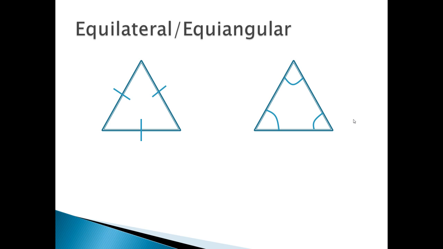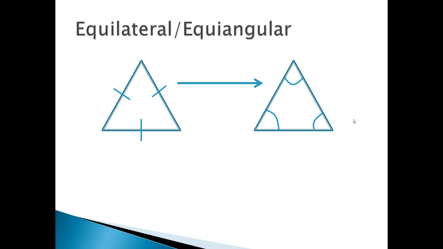We have these two corollaries. A corollary is just something that follows the theorem. It's just a logical next step. We know that if it's equilateral, you guys probably already know that all the angles would be 60 degrees. Well, if they're all 60 degrees, then we know they're all equal, right? So basically what we're going to say here is that if it's equilateral, then we know it's also equiangular.